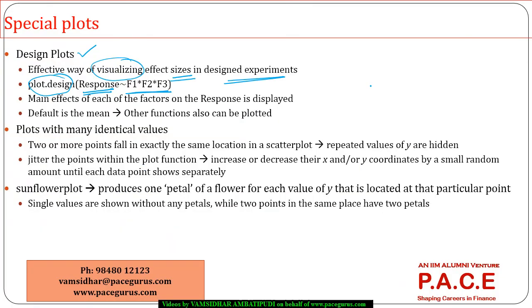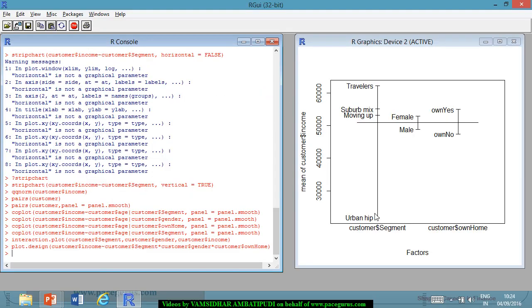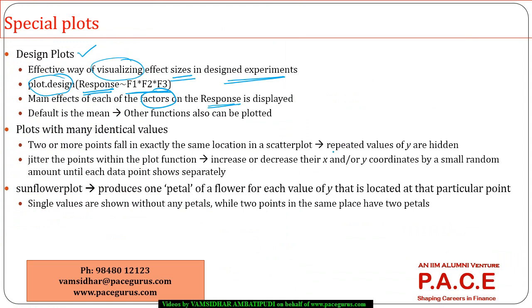So the main effect of each of the factors with respect to your response is displayed. The one that has a big vertical line has a very big impact on your response variable compared to the other ones, which have very small vertical lines. So the default is the mean, but I can very well go and plot the others as well.